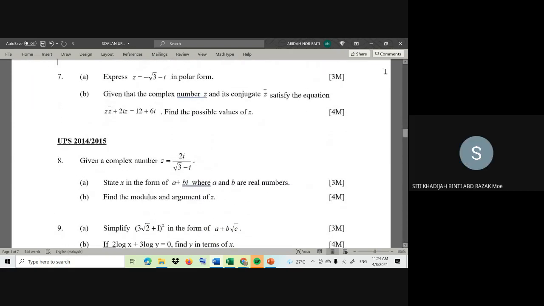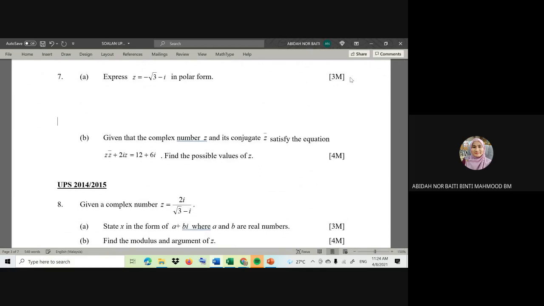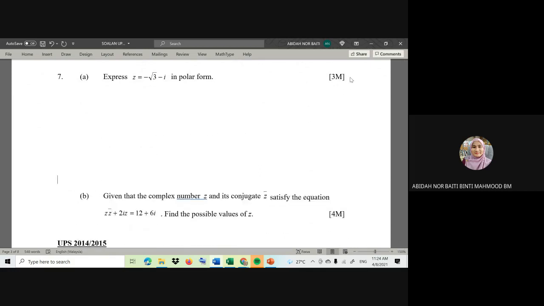Okay, madam. Okay, number 7A, student number 7A, express in polar form. Okay, what is polar form? Z equal R times cos theta plus I sin theta. So here we have to substitute the value of R and theta, kan? Okay, so the question given in Cartesian, so tak ada masalah lah, boleh terus buat. Boleh terus cari R and theta.